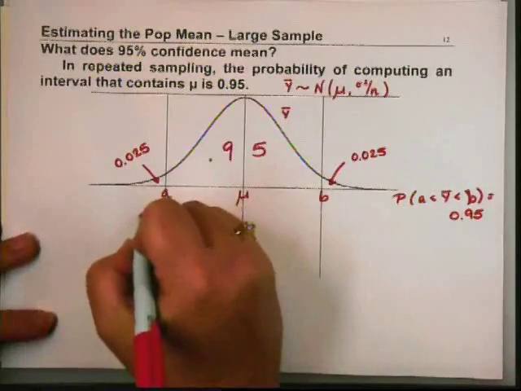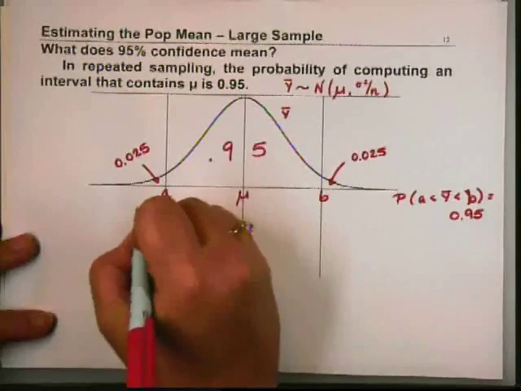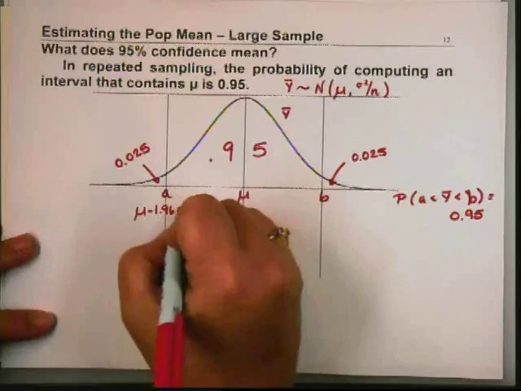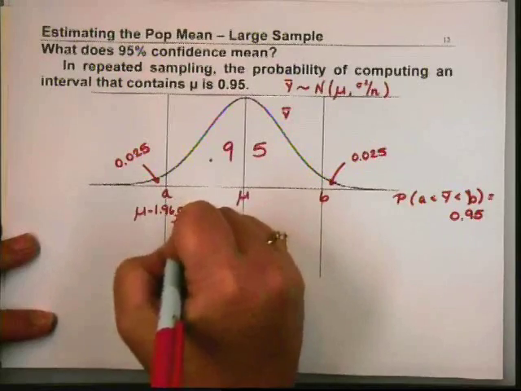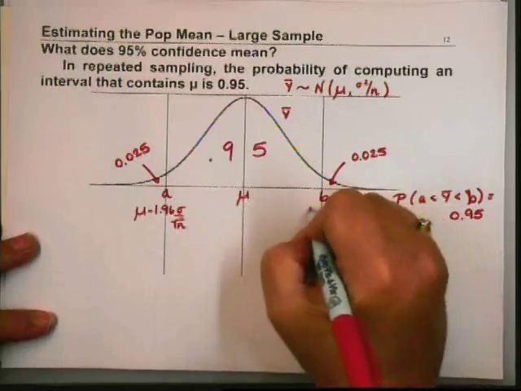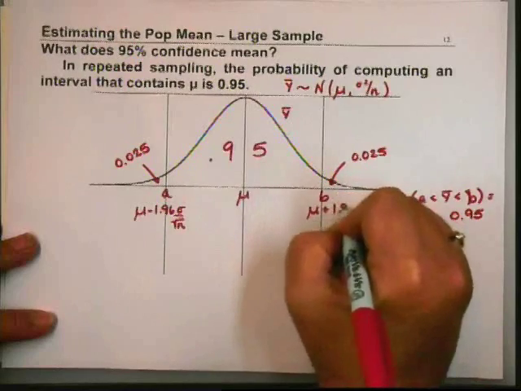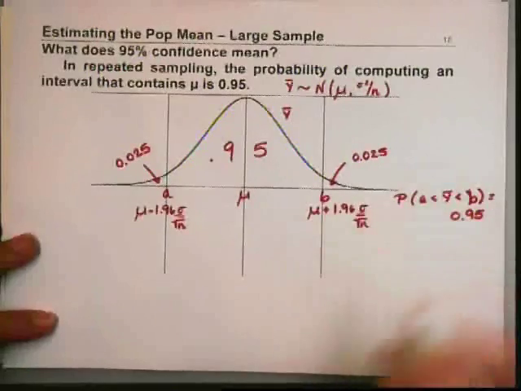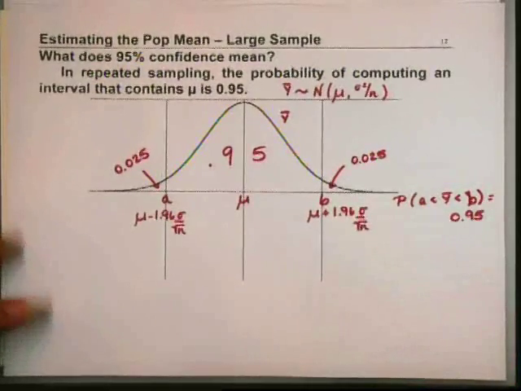A is equal to mu minus 1.96 times sigma over square root n. And B is mu plus 1.96 sigma over square root n. That 1.96 comes from that 95% confidence. You with me so far?